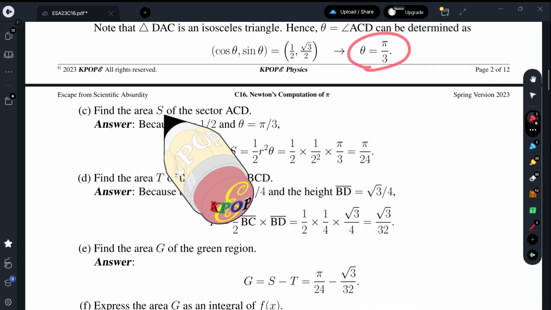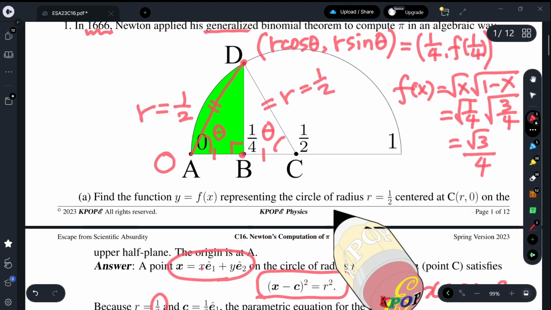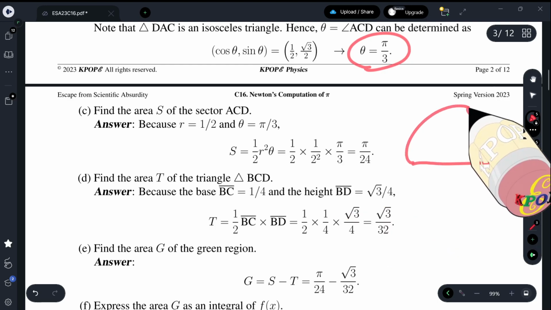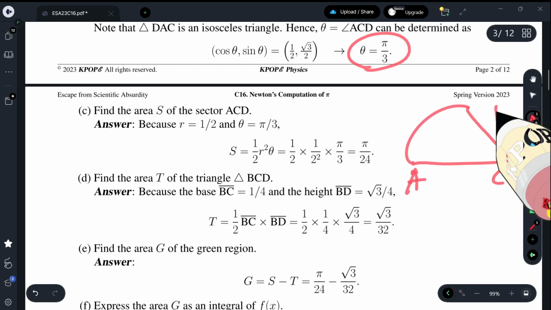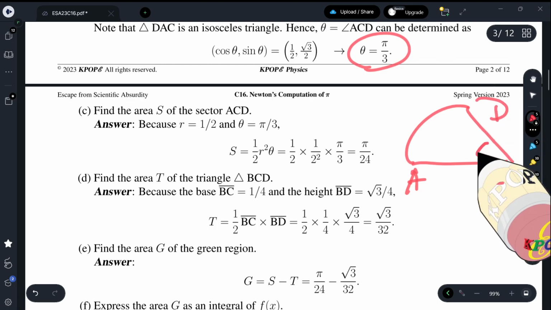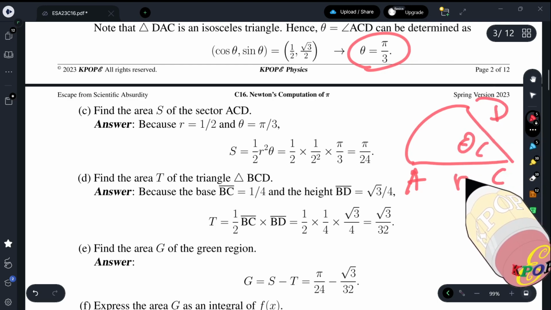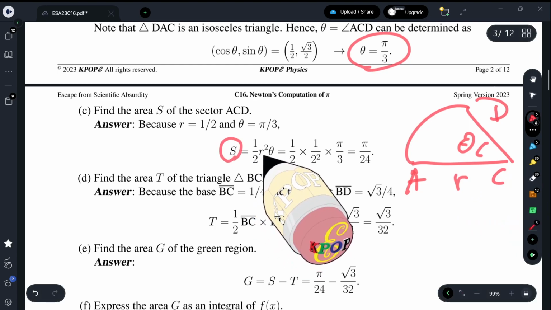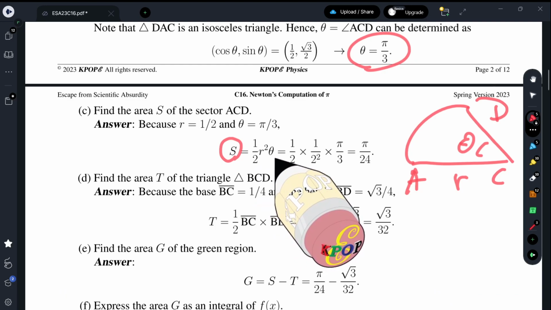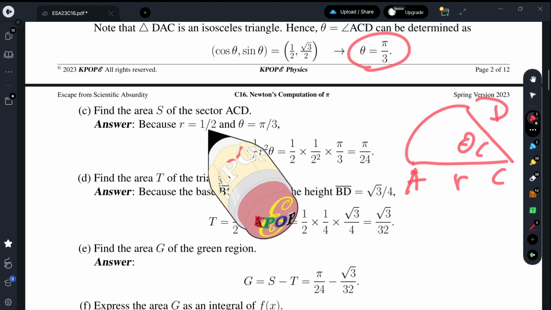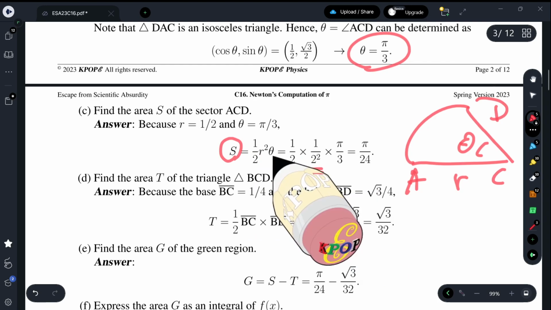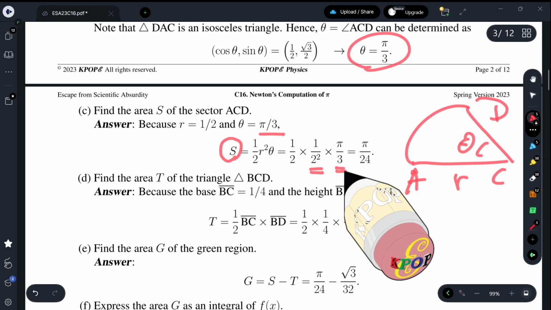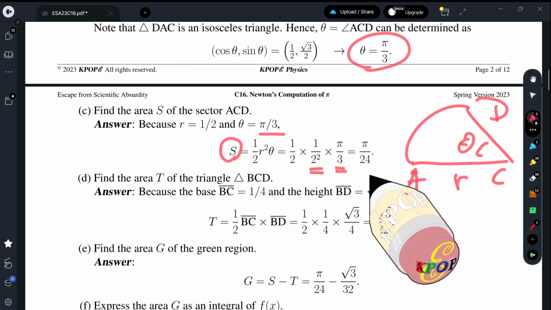Find the area S of the sector ACD. This sector ACD has the angle theta and radius r. The area of a sector is 1/2, radius squared, times the angle. R equals 1/2, and theta is 1/3 of pi. As a result, the area is pi over 24.